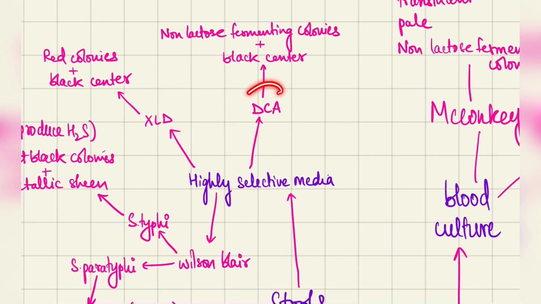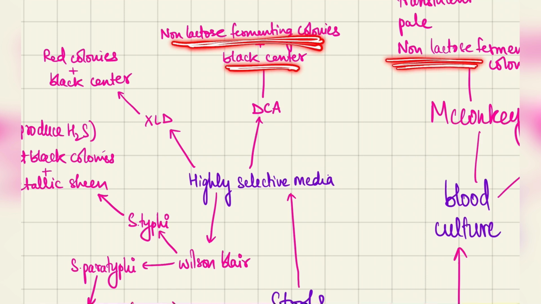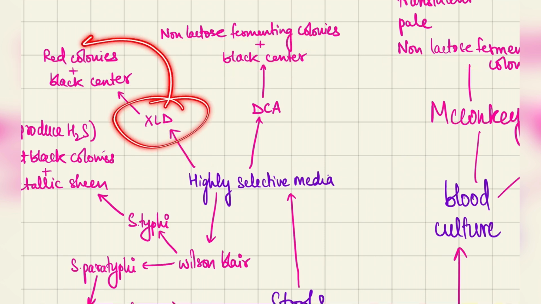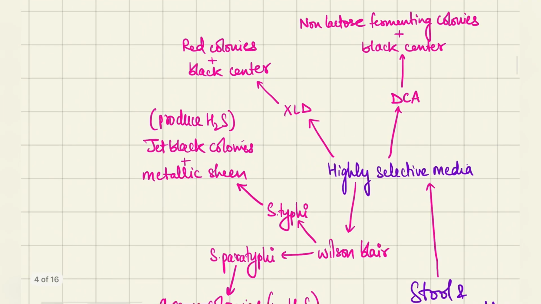Understood? DCA. What will DCA show? Deoxycholic acid. Non-lactose fermenting colonies with a black center. Non-lactose fermenting, as you saw in the McConkey earlier, with black center. What will XLD show? Red colonies with a black center. Again a black center, but this time in XLD you'll get red colonies, right?